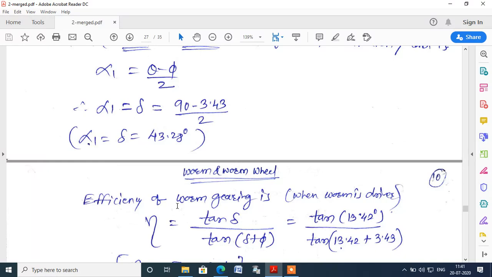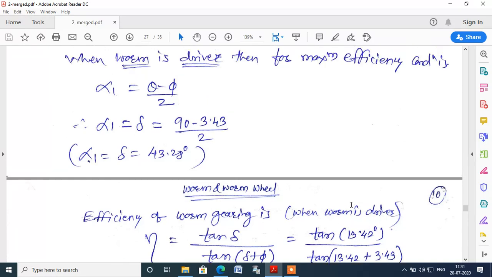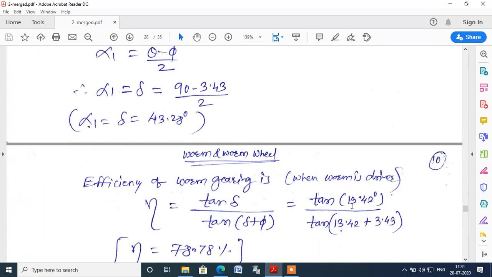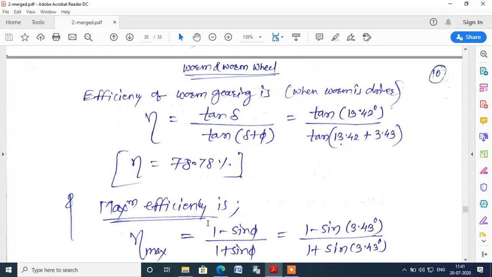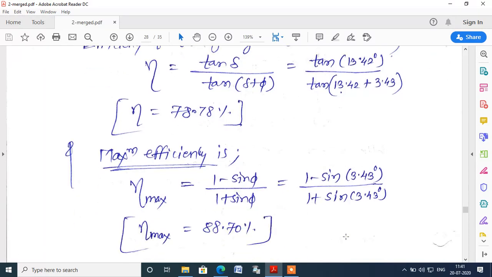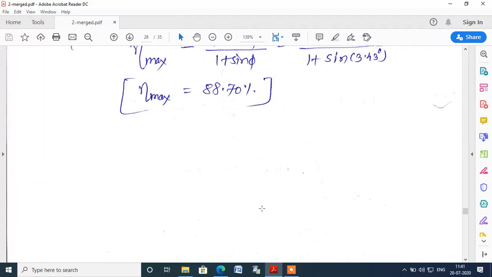Therefore, efficiency of worm gearing when worm is the driver. So we are seeing when worm is the driver. Efficiency equal to tan del upon tan of del plus phi. Putting the values of del and phi, we will get efficiency 78.78% when worm is the driver. And maximum efficiency eta max equal to 1 minus sin phi upon 1 plus sin phi. Putting this value, we will get 88.70%.